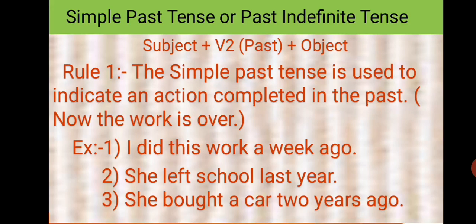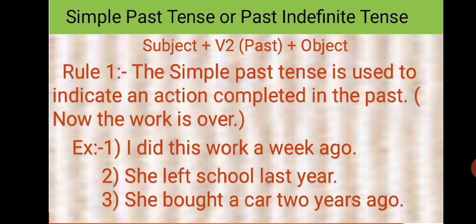See, in the first example, I did this work a week ago. Now the work is finished. Did is the second form of verb do, and hence we use it in this sentence. So the sentence will become I did this work a week ago.